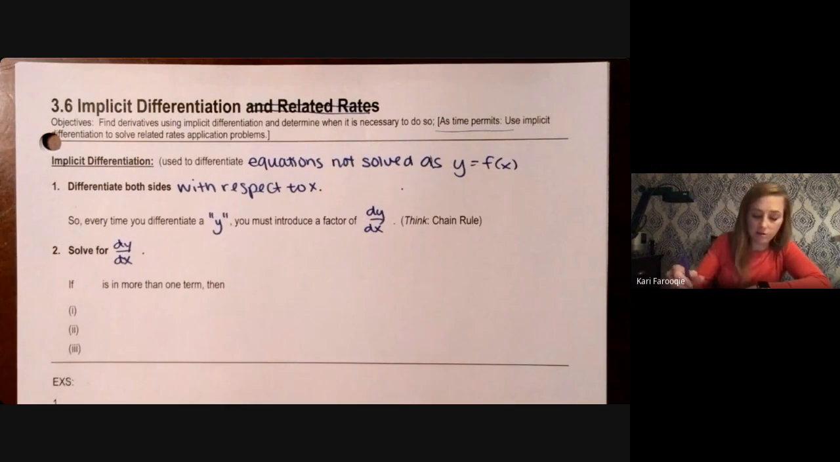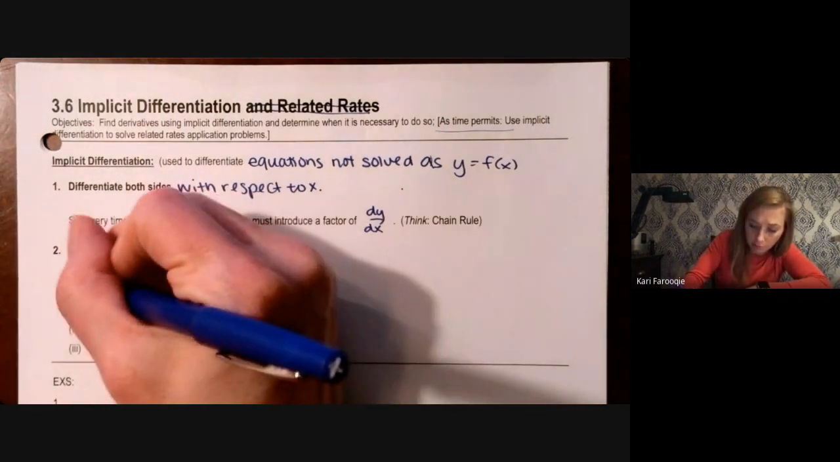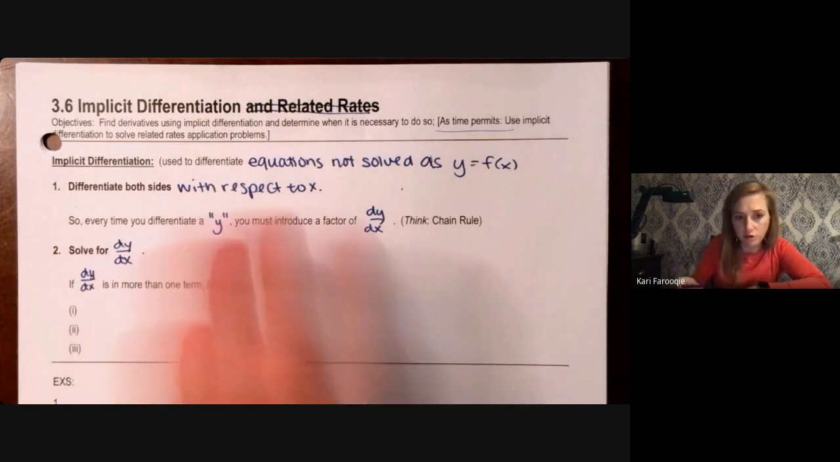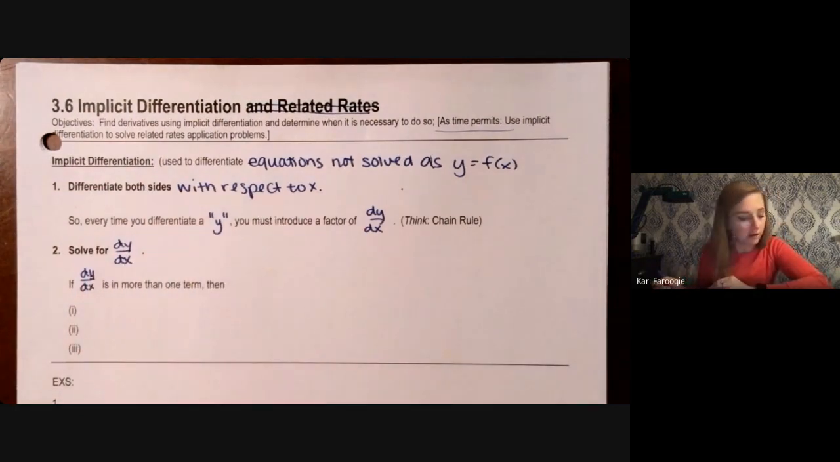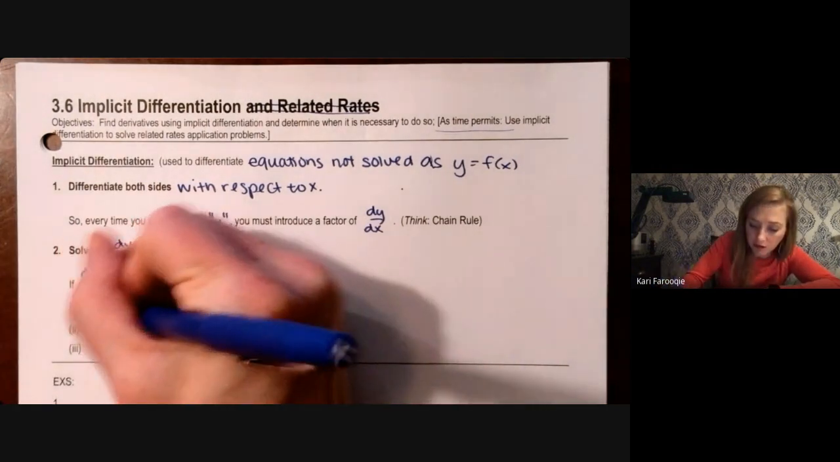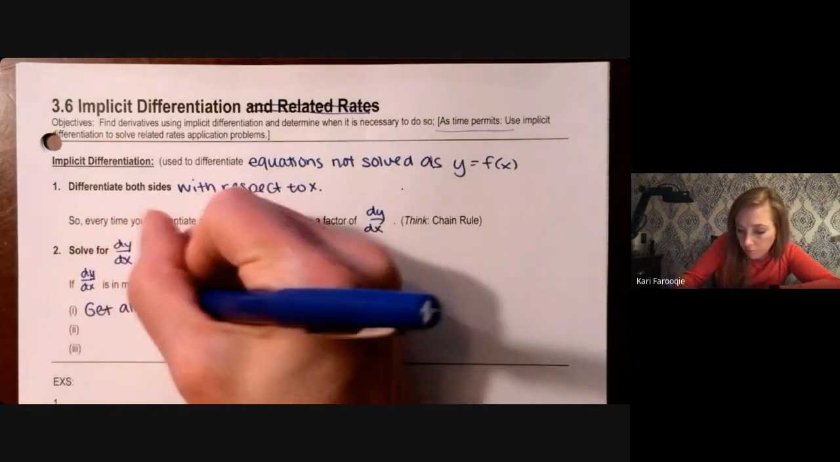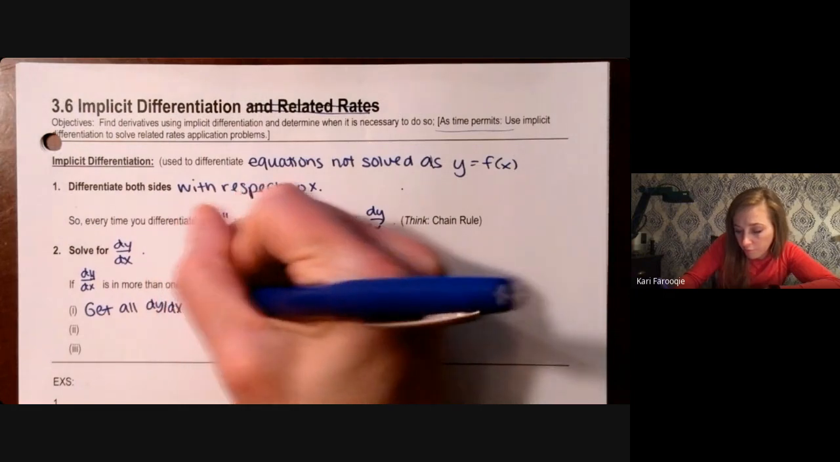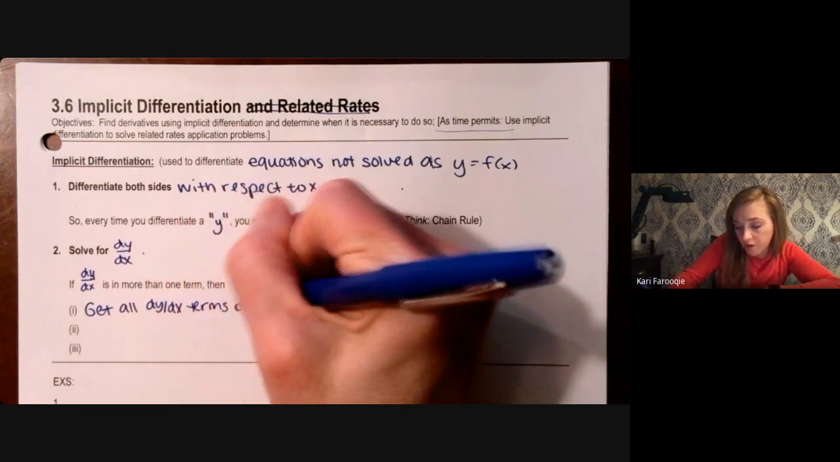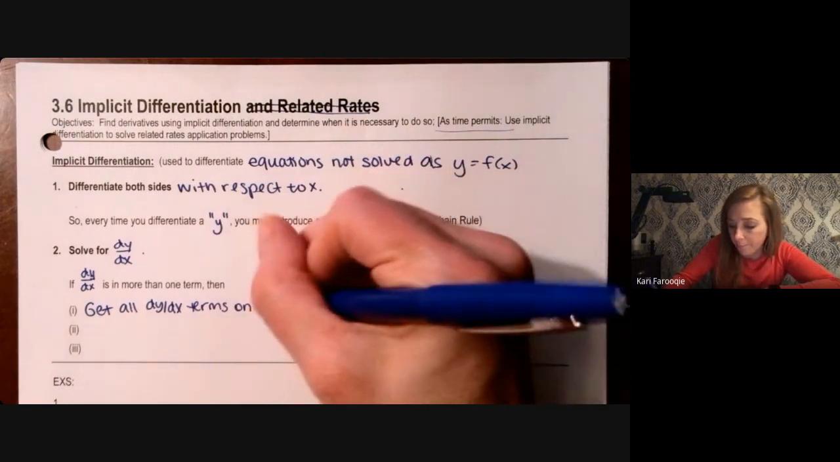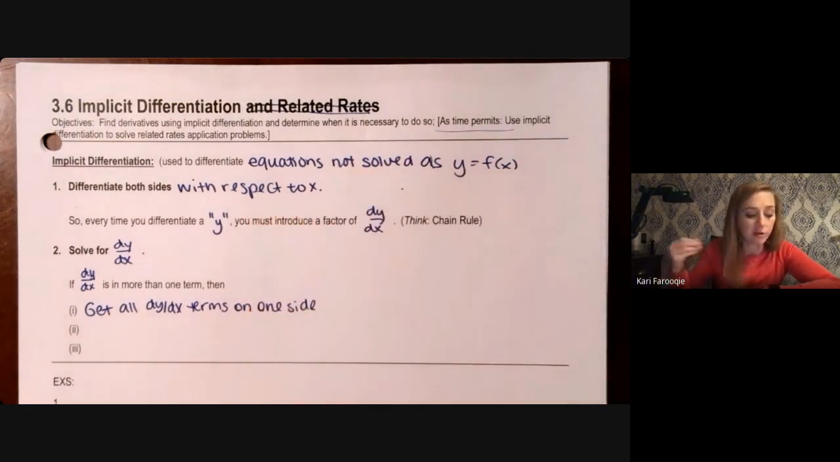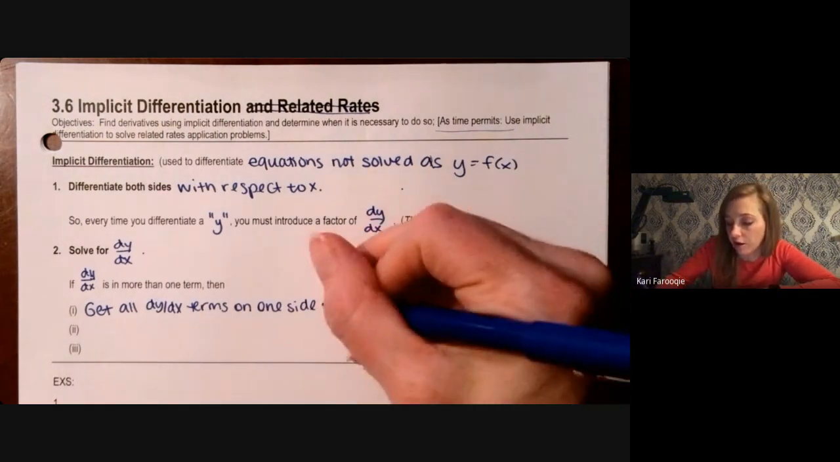Now, if dy dx is in more than one term, and you've seen this notation for the derivative before, by the way, this dy dx. If this is in more than one term, then there are a couple of things we're going to need to do. Maybe all of them, maybe just one or two of them. It kind of depends on the situation. So we are going to get all of your dy dx terms on one side, because remember we're dealing with equations here. And then we're going to get all the non-dy dx terms on the other side.